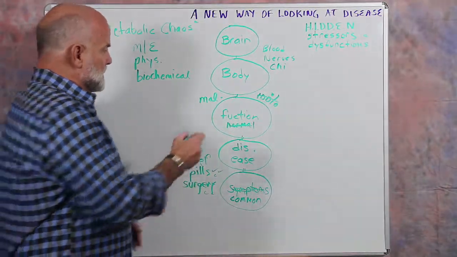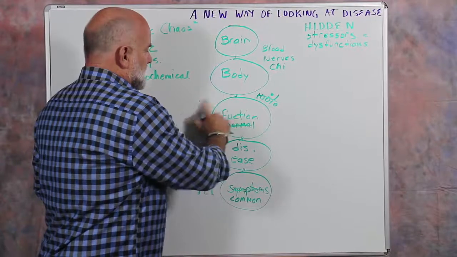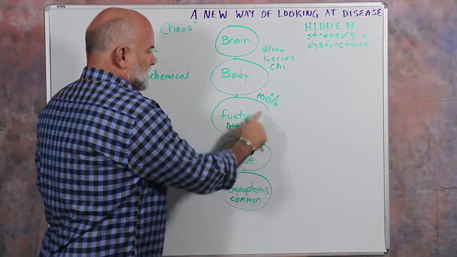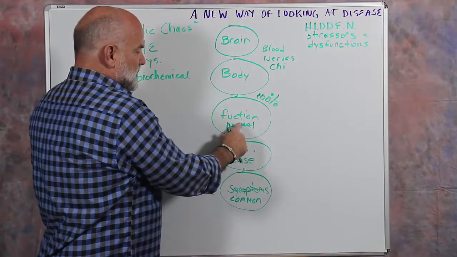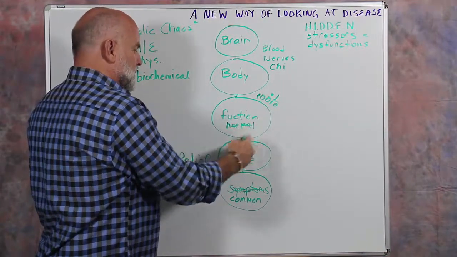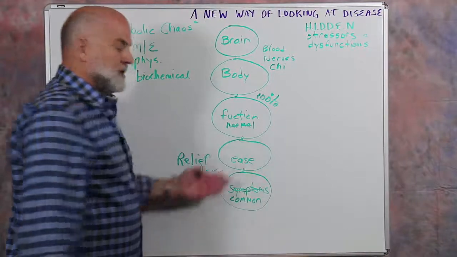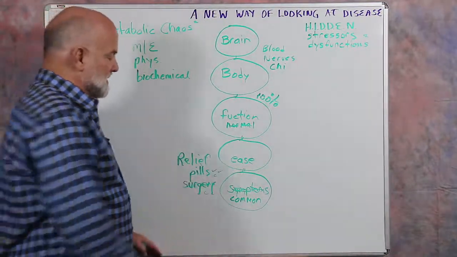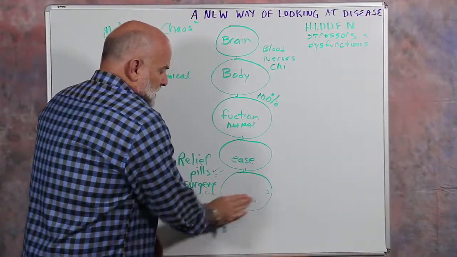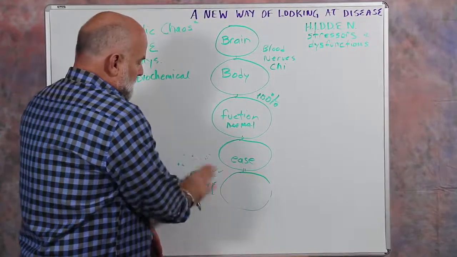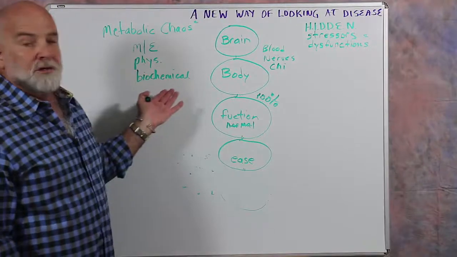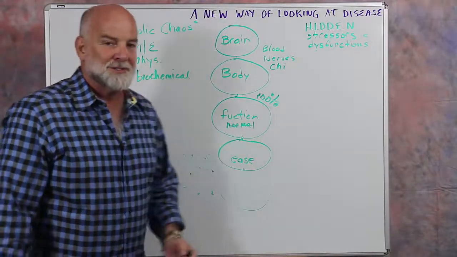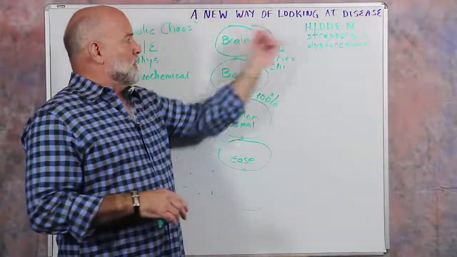And so when we sort out metabolic chaos, we can get back to kind of normal function. We get back to the 100% function. And when you do that, when you return function to normal, the dis-ease goes away. You get back into a state of ease, and then symptoms are gone on a much more permanent level. You don't need this anymore because you're actually dealing with the underlying causes and conditions. So that's basically my new way of looking at disease.